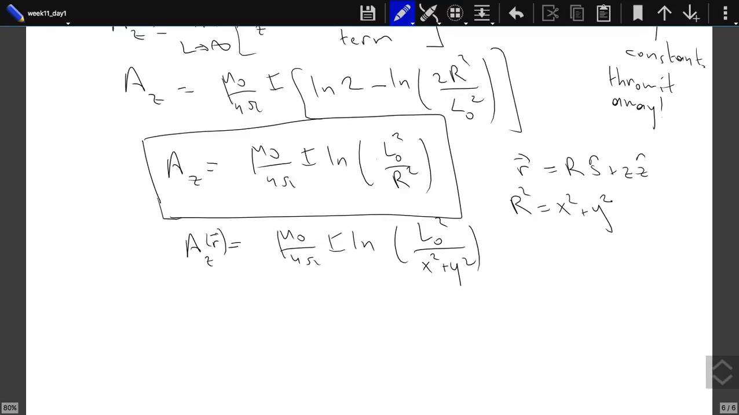Well, I'm not taking the derivative with respect to L. I'm taking derivative with respect to X, Y, or Z. Not with respect to L. Shall we test that this indeed gives us the correct vector potential, correct magnetic field, just to make sure?